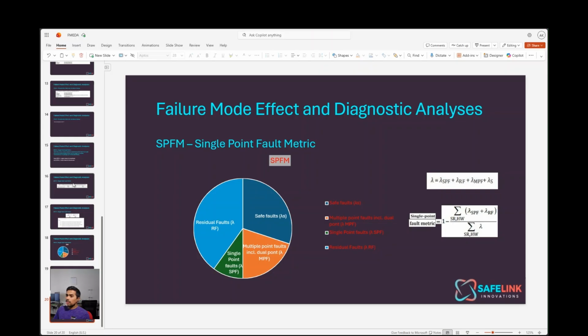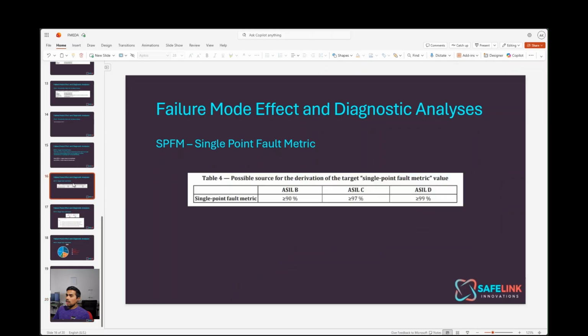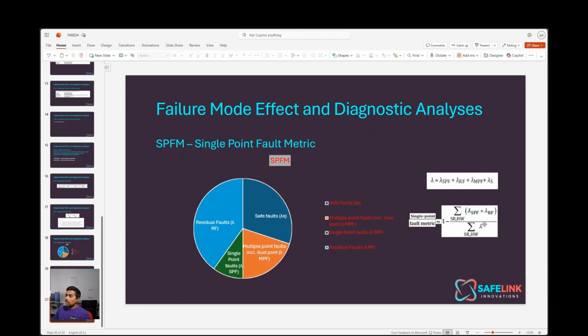If we compare this to our target metrics, we see for ASIL B, we have to achieve 90%, and where we are currently is 50%, which is very, very low. So what that means is one of two things can be done. Number one, increase the value of the denominator, or number two, increase the value of the numerator.